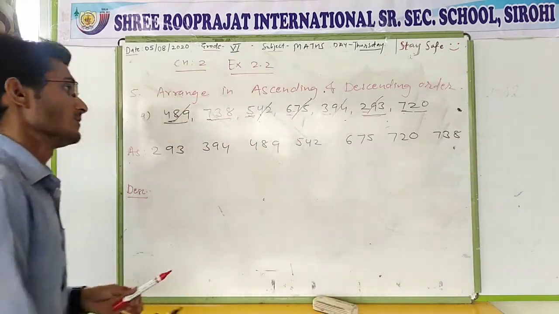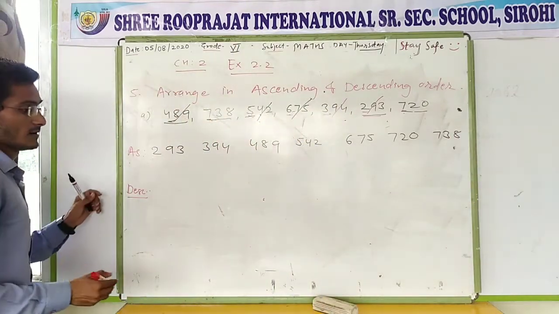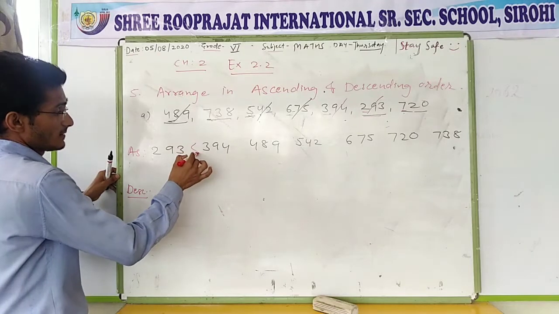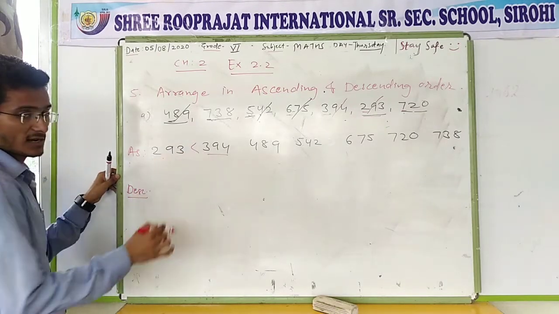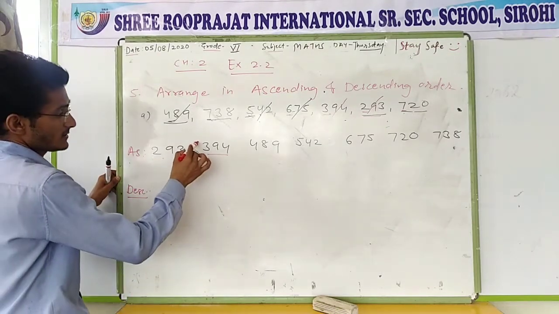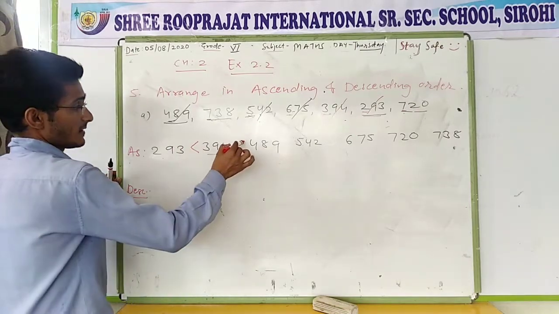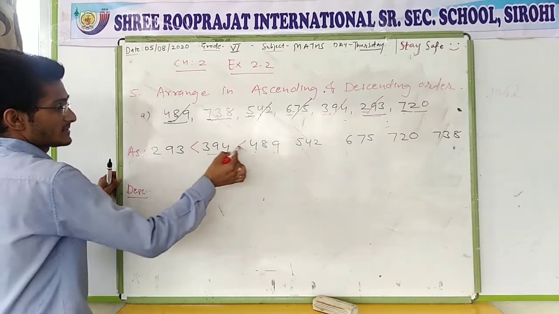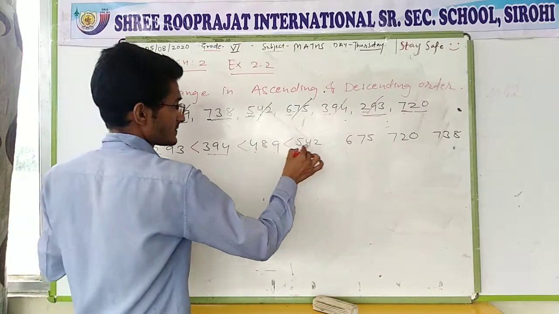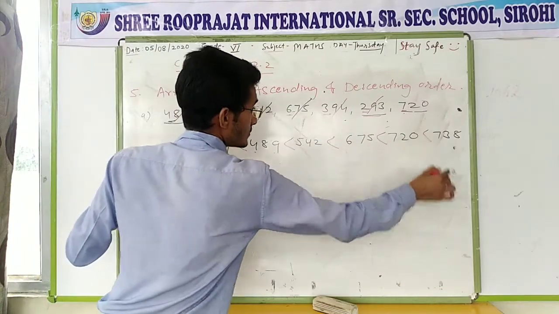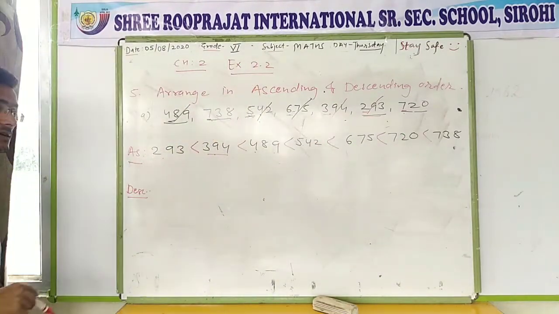Okay. Now you have to put the symbol. 394 is greater than 293. So you have to put the sign of less than. Again same. 489 is greater than 394, and same like this for all. So that is your ascending order.